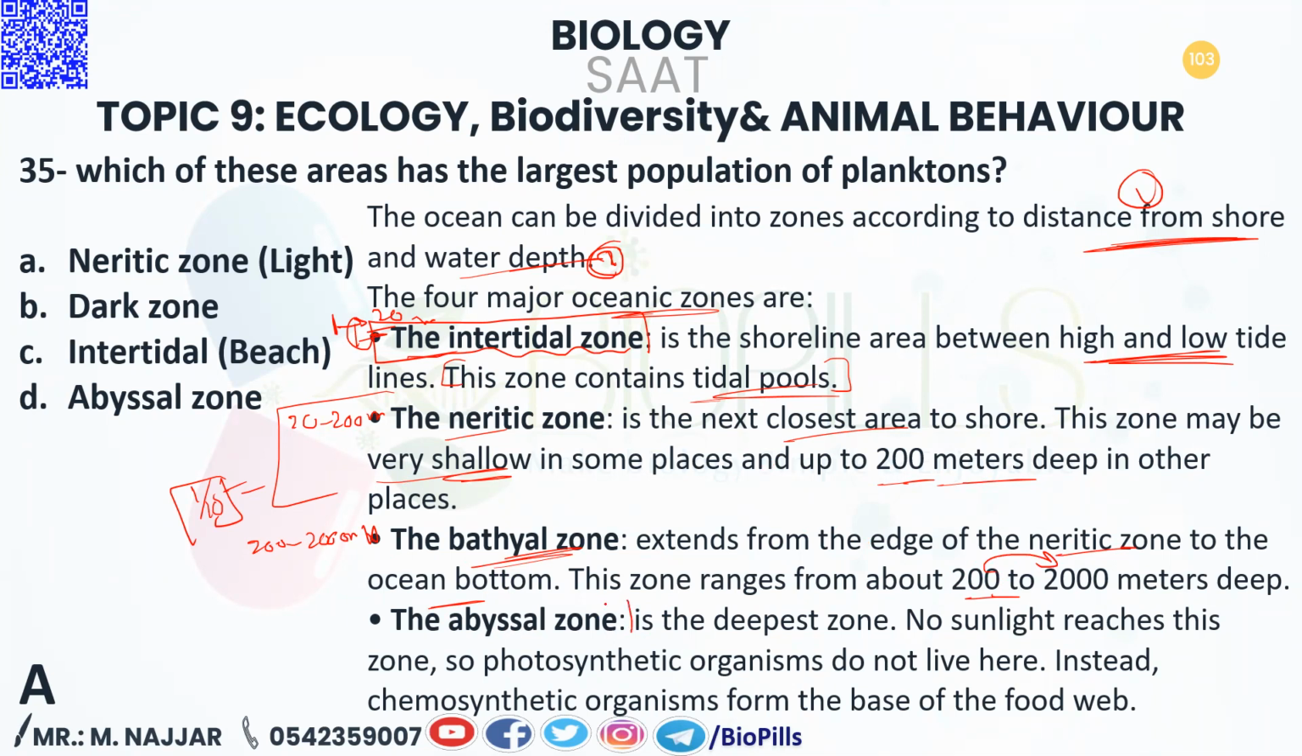After the 2,000 meters, we have the abyssal zone. It is the deepest zone. No sunlight reaches there, so photosynthetic organisms will not be able to live there. Instead, chemosynthetic organisms form the base of the food chain and food web. They are producers, chemoautotrophs that make use of inorganic chemical substances to make their own food by themselves. In a place where no light can reach, they do not depend on light to make their own food.